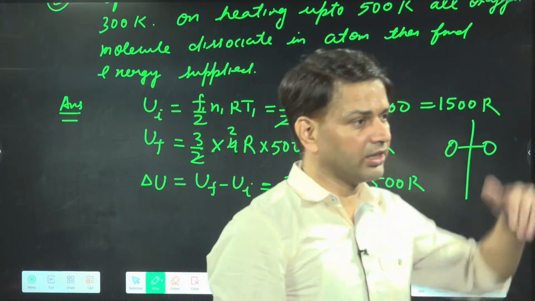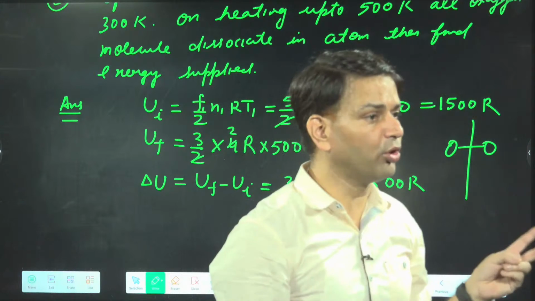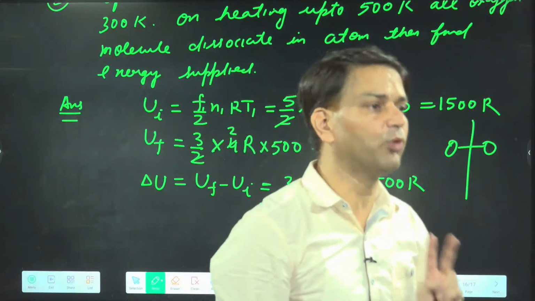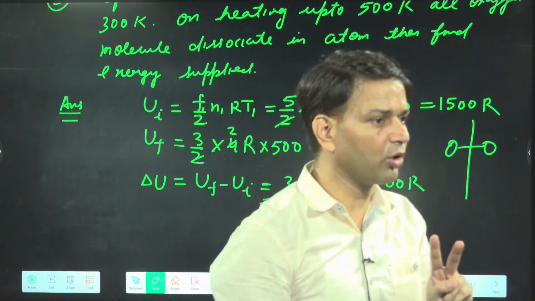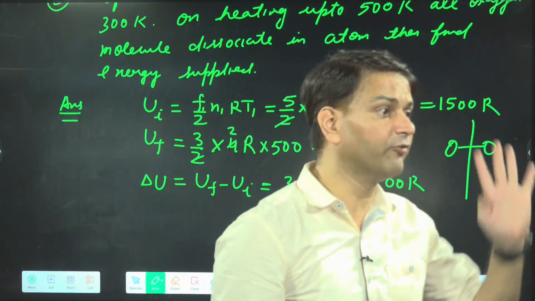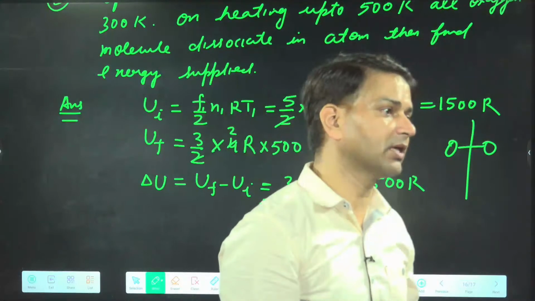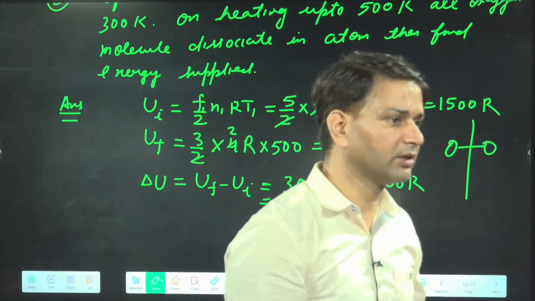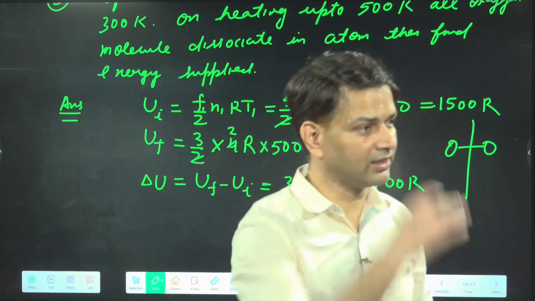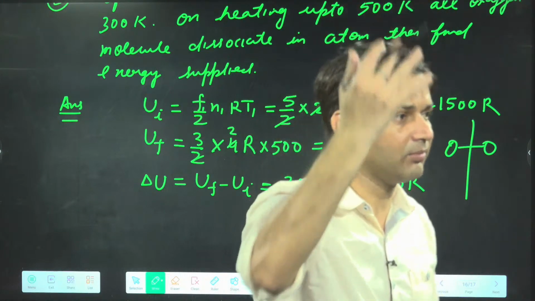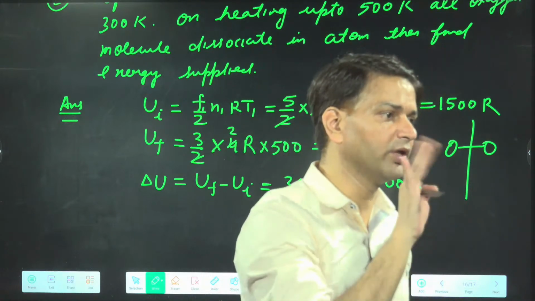And initially suppose 2 moles means 2 Avogadro number of molecules. Now after dissociation, it will become 4 Avogadro number of atoms. So the number of atoms becomes double. So what is the mole now? Mole you will say is the total number of atoms upon Avogadro number. So what you will get? 4.